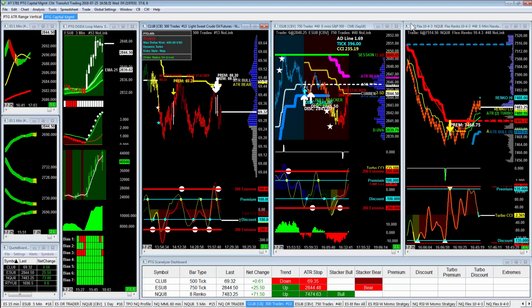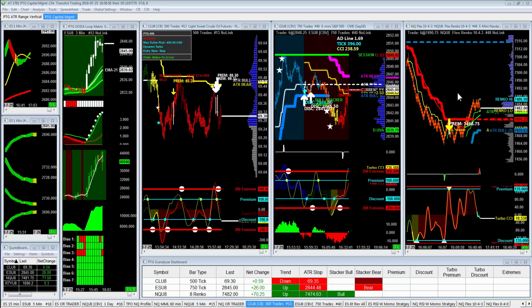There's information on the Sierra Chart website about Flex Renko charts. So feel free to explore Sierra Chart for more detailed information about Flex Renko charts. But again, in each instance, we're looking at the same thing. We're looking for the same thing in terms of structural setups and so forth.